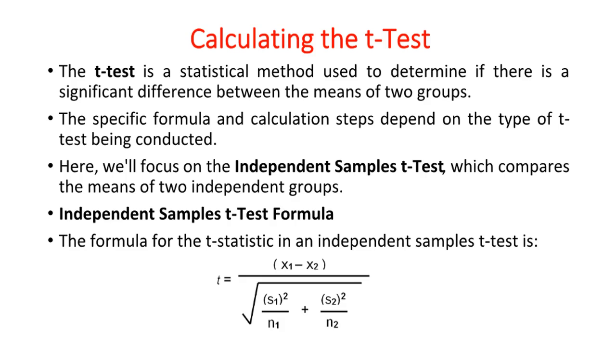Independent samples t-test formula. The formula for the t-statistic in an independent samples t-test is t equals mean 1 minus mean 2, divided by the square root of standard deviation 1 squared divided by n1 plus standard deviation 2 squared divided by n2.